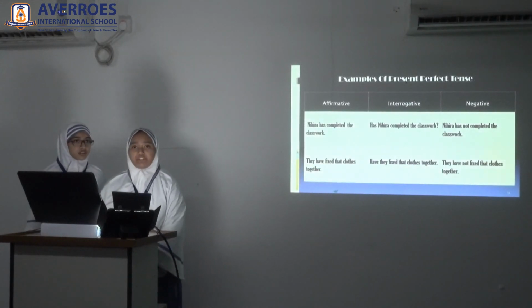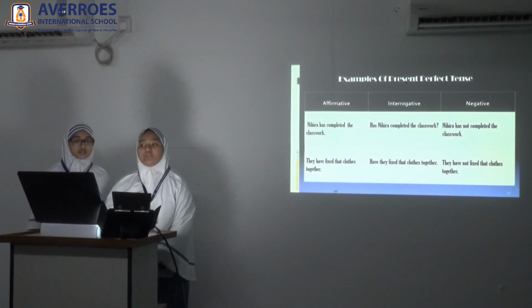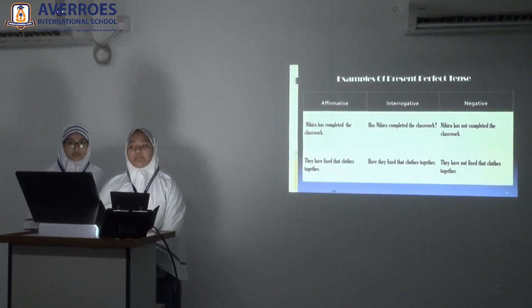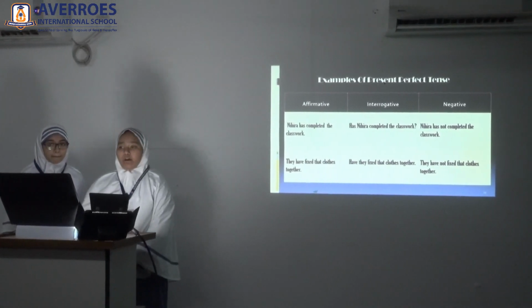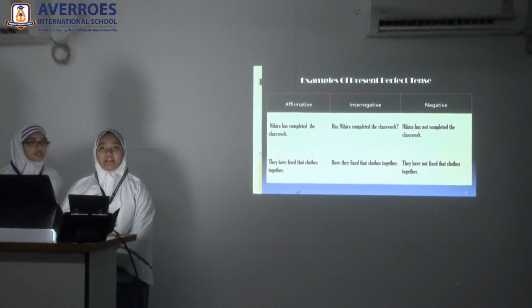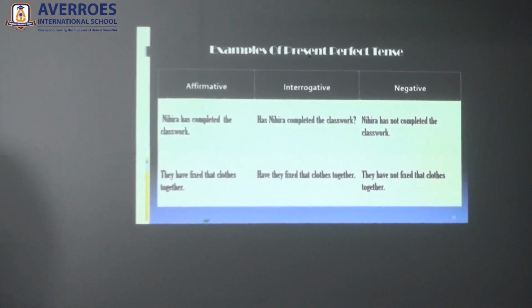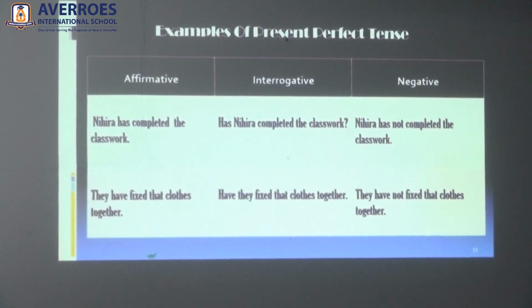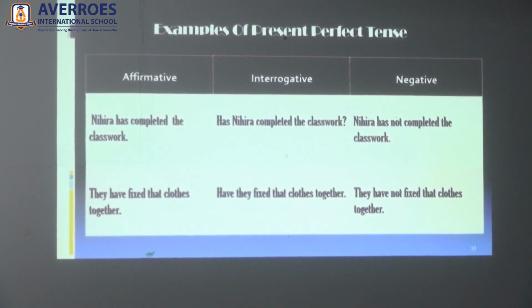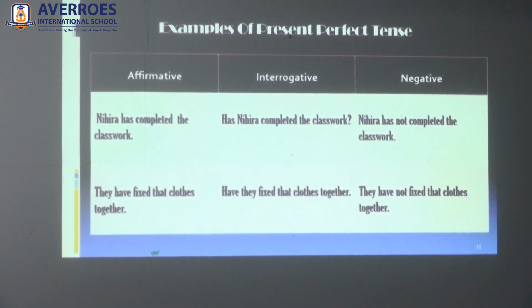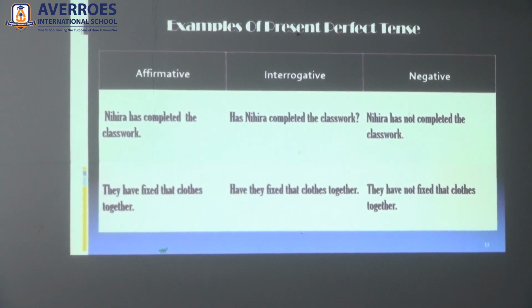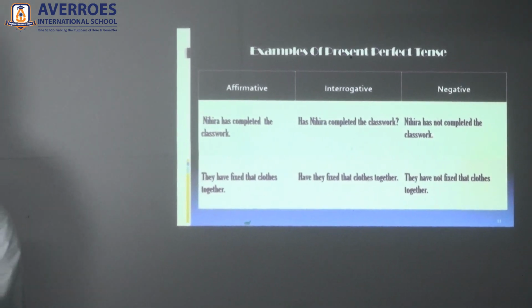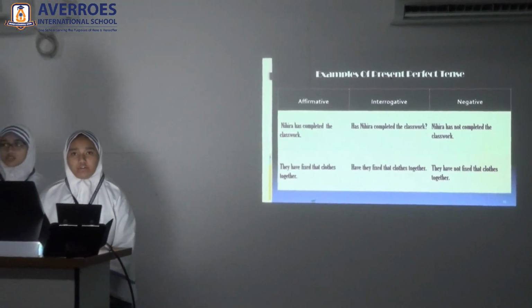The affirmative, interrogative and negative examples of present perfect tense. Affirmative: Nihira has completed the classwork. Interrogative: has Nihira completed the classwork? Negative: Nihira has not done her classwork. Number 2, affirmative: they have fixed the clothes together. Interrogative: have they fixed the clothes together? Negative: they have not fixed the clothes together.